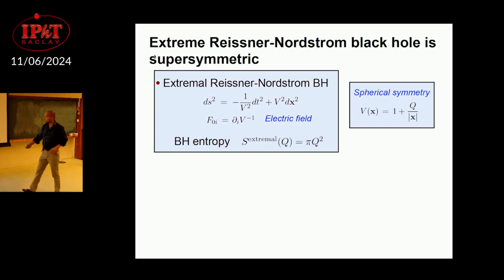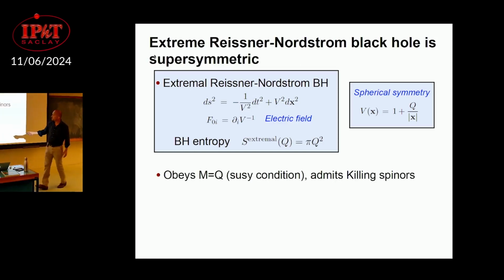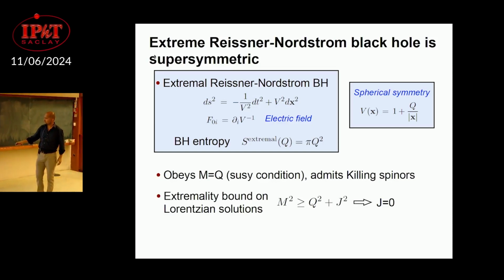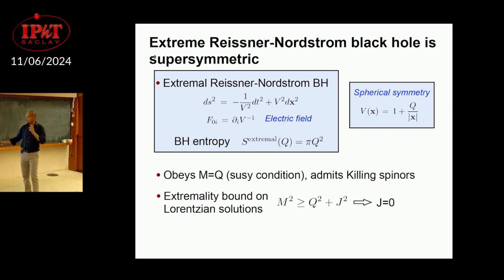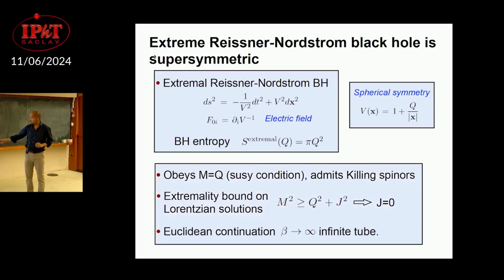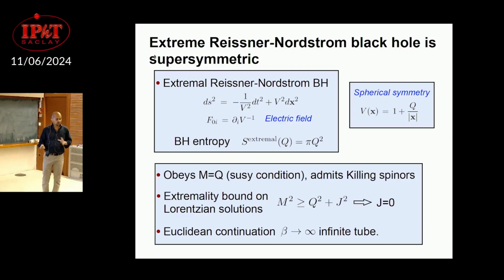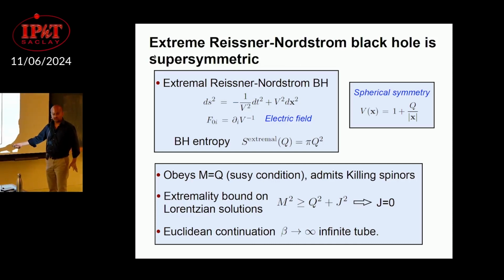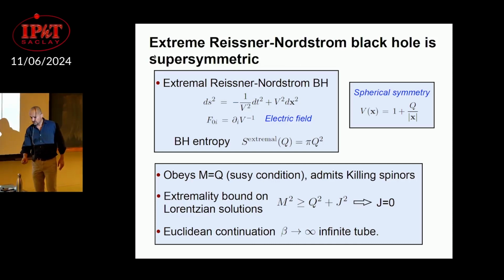Now, this solution admits Killing spinors in the supergravity, and it obeys M equal to Q. That's the supersymmetry condition. And now, here is an interesting fact: without supersymmetry, there is a bound on the charges on the Lorentzian solutions, coming from regularity of the Lorentzian solutions, which says that M squared should be greater than or equal to Q squared plus J squared. On top of this, if you put M equal to Q, then indeed you get J equal to 0. This is the statement I said, that four-dimensional asymptotically flat supersymmetric black holes do not rotate. And then the Euclidean continuation of this gives you beta goes to infinity. That's the extremal black hole. Now I'm going to discuss my solutions.